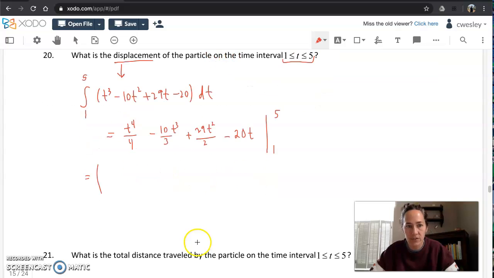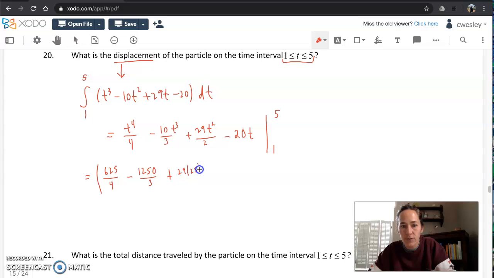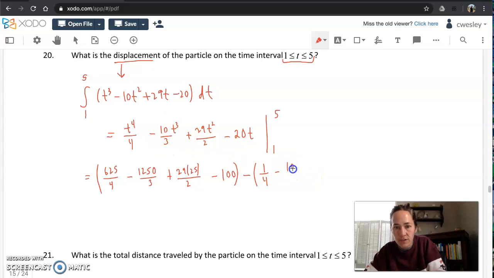Feel free to use the calculator at this step. I'll try to simplify as I go. So 5 to the fourth, 625 divided by 4, minus 10 times 5 to the third, so 10 times 125 is 1250 over 3, and then plus 29 times 5 squared, so times 25 over 2. And then 5 plugged in here, 20 times 5 is minus 100. Now we'll subtract what we get when we plug in the lower limit of integration. So 1 to the fourth over 4, 1/4, minus 10 thirds times 1 cubed, so 10 thirds, plus 29 halves times 1, minus 20 times 1.